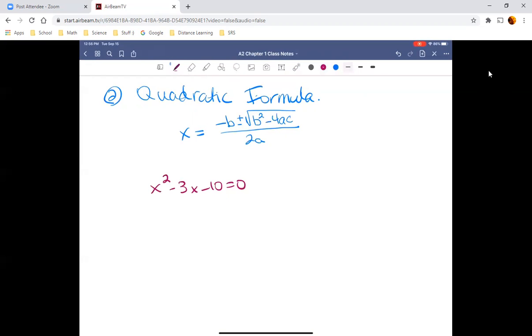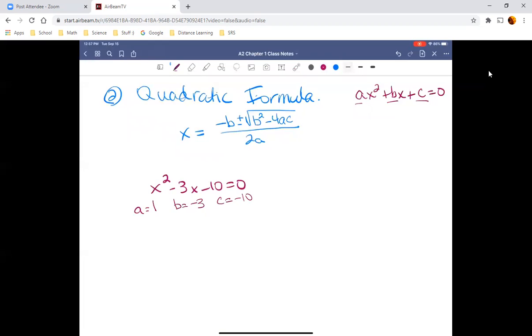So we know that our a is going to equal 1, right? What's our b equal? -3. And our c equals -10, right? So we're just going to start plugging and chugging. That's how you know what a, b, and c are. Because the quadratic is ax squared plus bx plus c equals 0. That's just kind of like the little formula. So whatever is in front of the x squared is your a. Whatever is in front of the x is your b. And then your constant term is c. Yep.